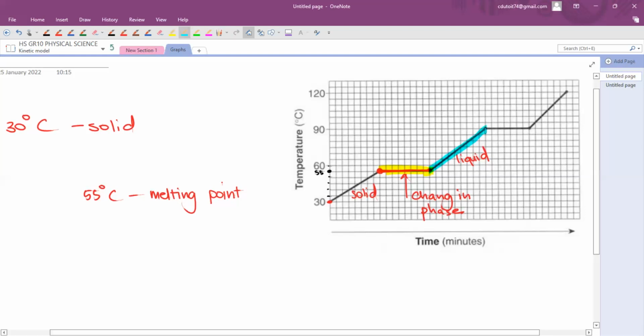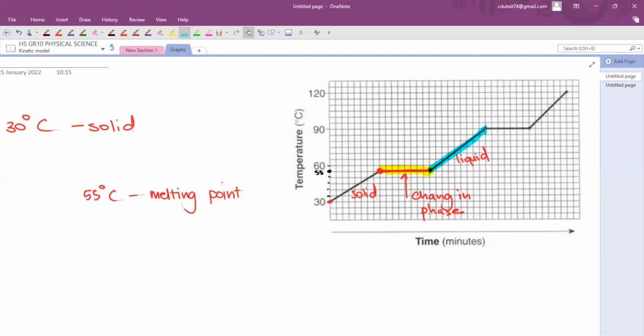And it's now a liquid. This substance is now a liquid. This is probably an alcohol or something. This is not the curve for water, because we know that water changes phase at 0 degrees Celsius, not at 55. Okay, now that blue section is when this substance is a liquid.